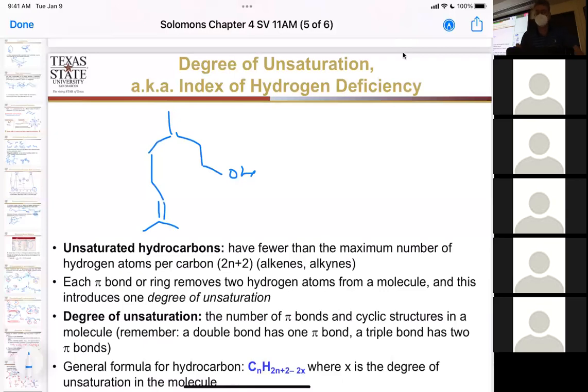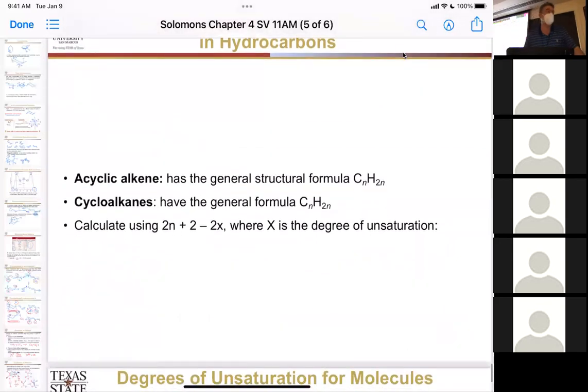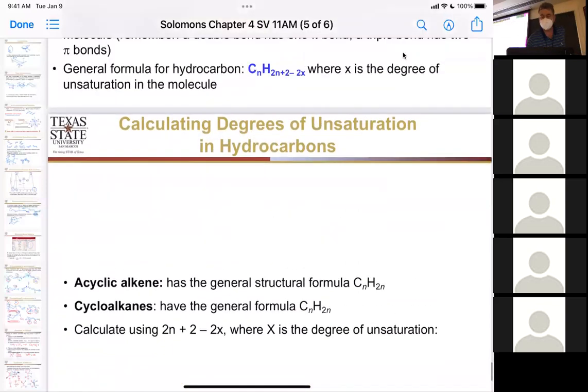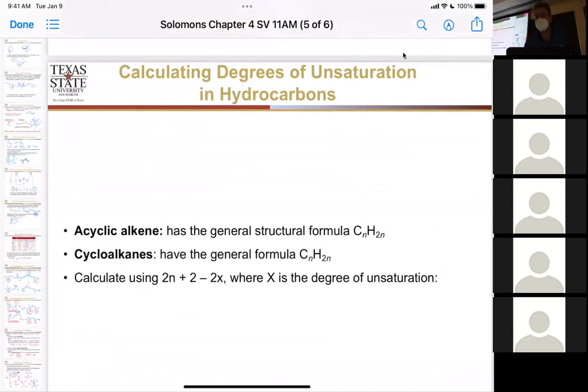So to calculate that degree of unsaturation, we have a way to do it. The general form of a saturated hydrocarbon is C, so for a saturated hydrocarbon you're going to have C_n H_(2n+2). Okay, so that's our fully saturated hydrocarbon.